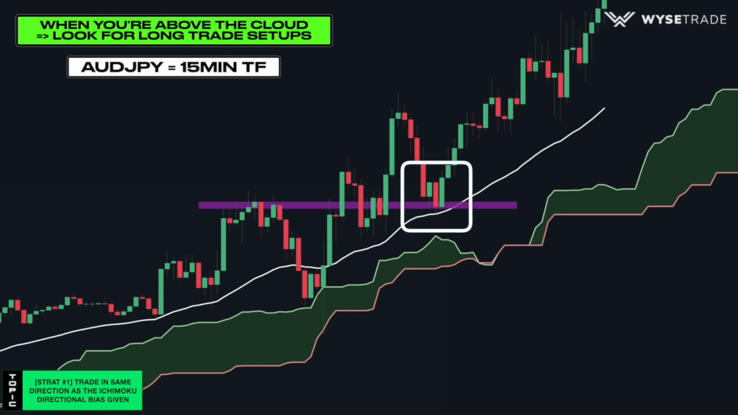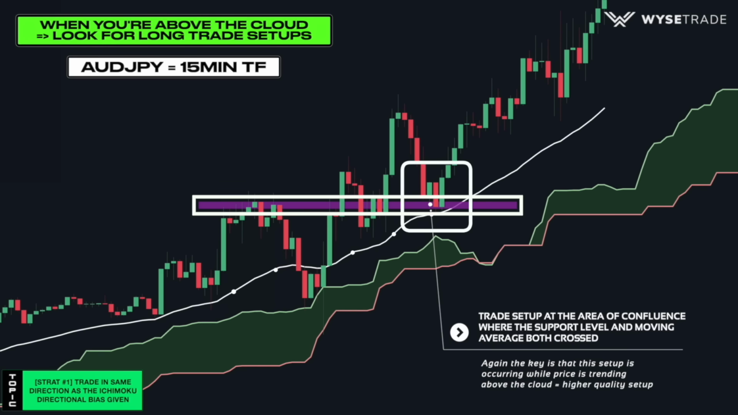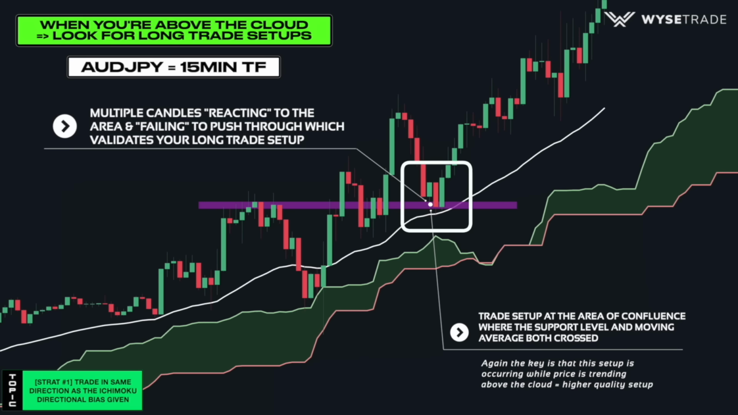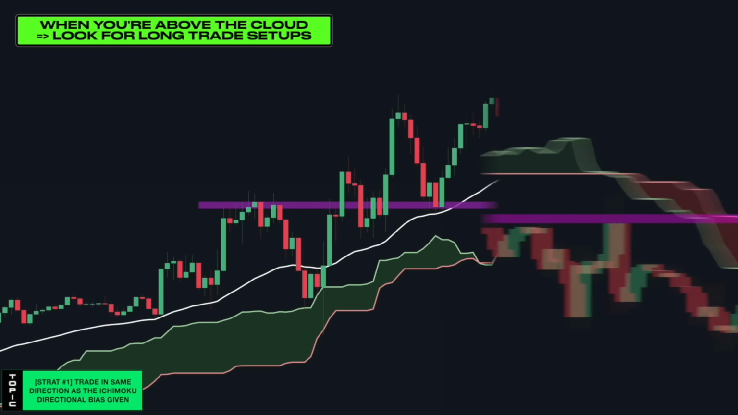The trade setup came right here through this area of confluence, where you have the support level and the moving average both crossing. You then had multiple candles reacting to the level, failing to push through, giving you a validated long trade setup. You would then go to the very low timeframes to wait for a trend change confirmation before taking long entries. So let's show this again.